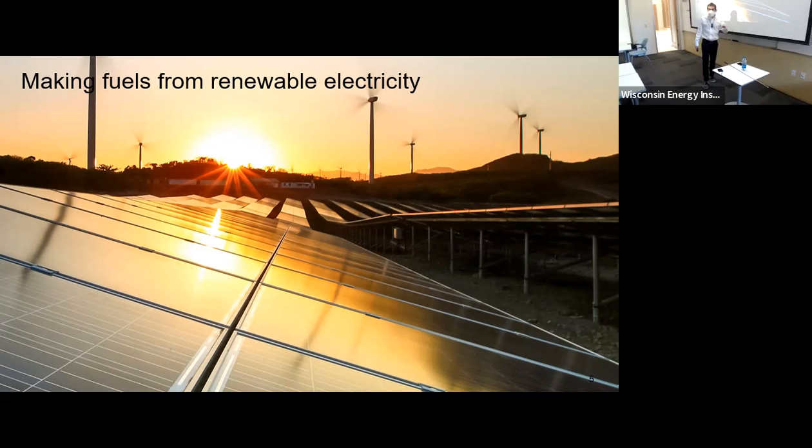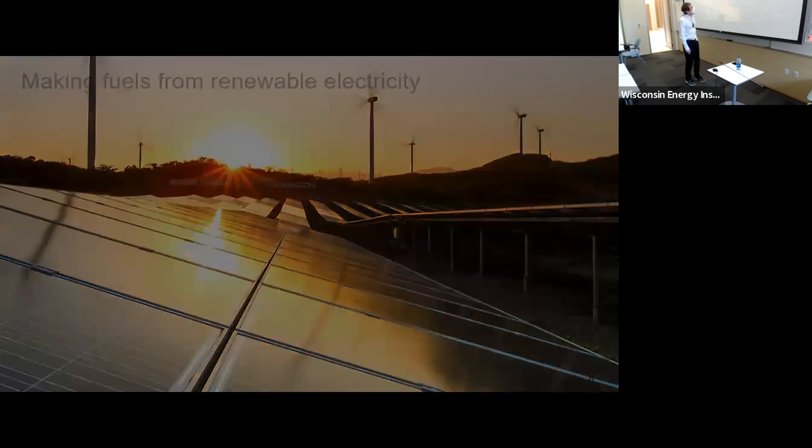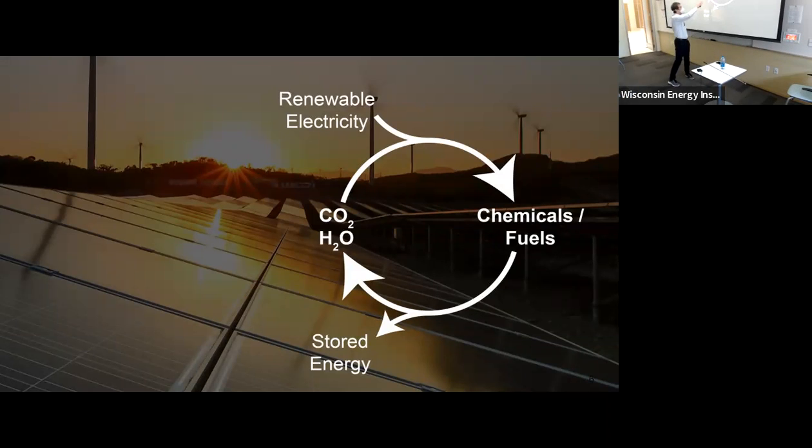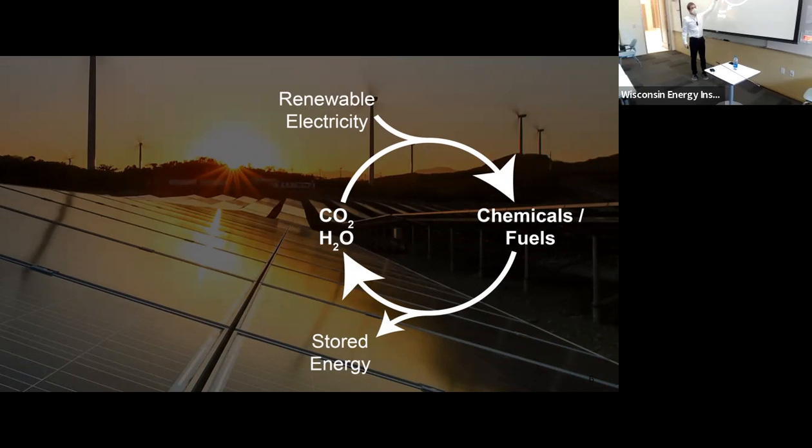So if we want to use these energy sources in a reliable way, we need to somehow transform the energy that they provide into a fuel or in some sort of way that we can store it effectively. We can do that in a very attractive way by using this renewable electricity to convert carbon dioxide and water into chemicals and fuels. Now, what is behind this reaction?